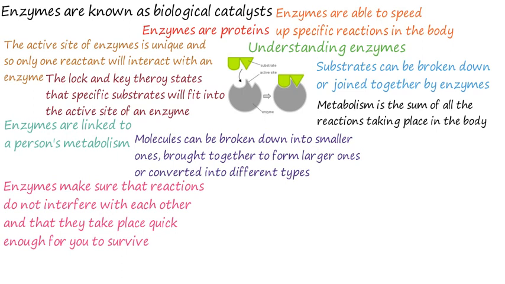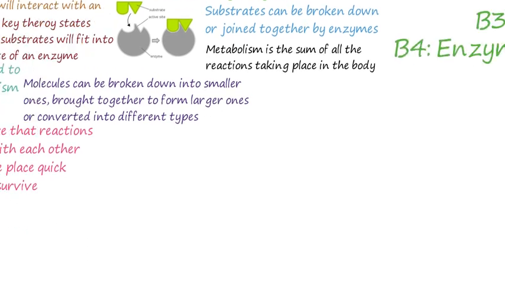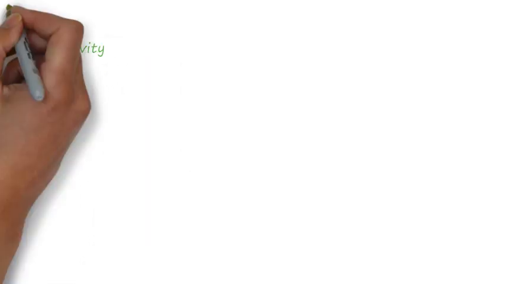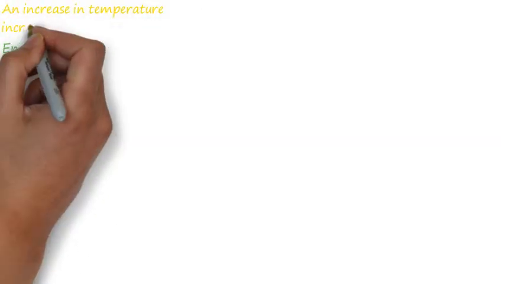Enzymes having specific active sites is particularly helpful here, as they make sure all the different reactions taking place do not interfere with each other. Enzymes also make sure that the reactions take place quick enough for you to survive. We are now going to look at how temperature and pH affect the activity of enzymes.